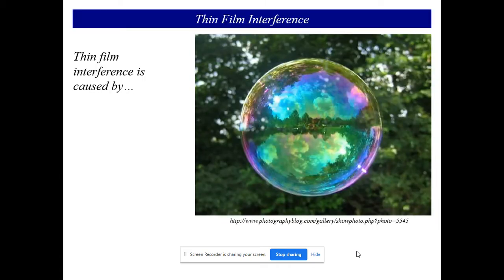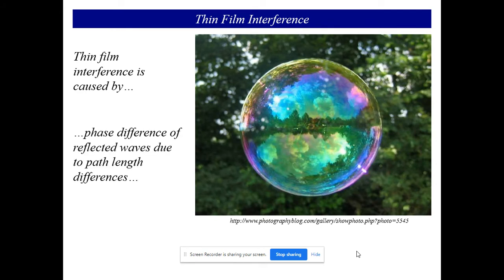So this is a beautiful picture of thin film interference. You can see the variety of colors, which we usually see in water droplets or maybe in soap drops also. So this is what you can call a thin film, and this is thin film interference, and that is because of the phase difference of the reflected wave due to path length differences.